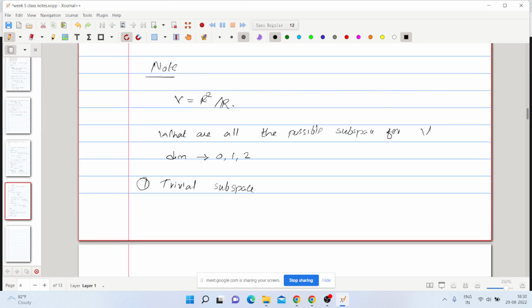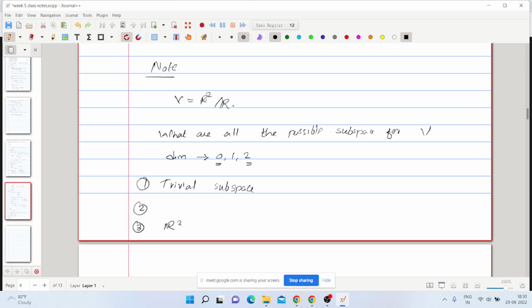Now the second case, we considered the 0 case. Then the last case is the third case. This is our whole space R2, if the dimension is 2, the whole space R2. This is a subspace of R2. Now we have one more condition, this one.